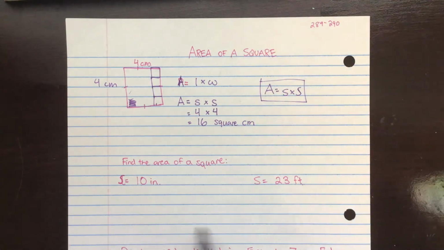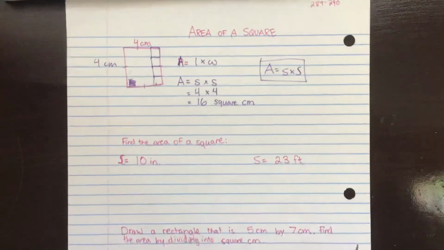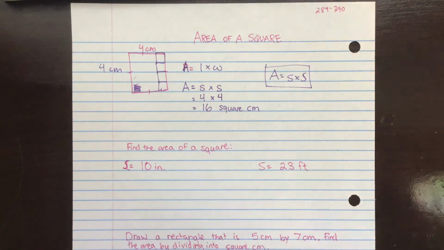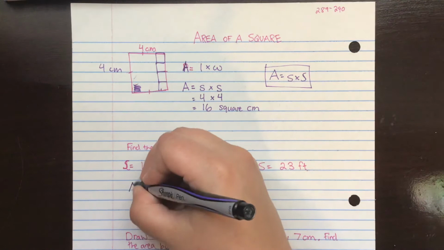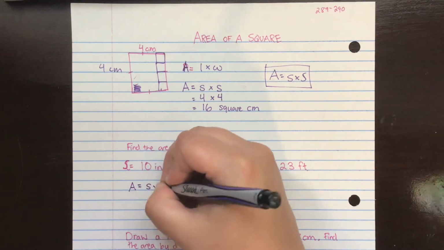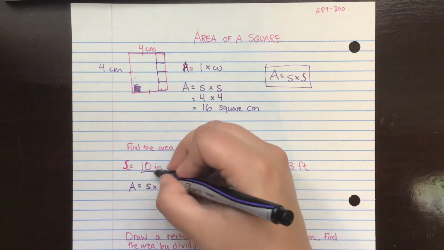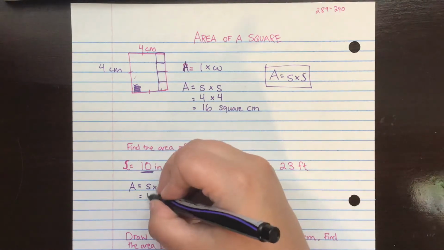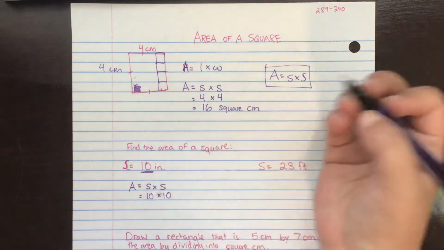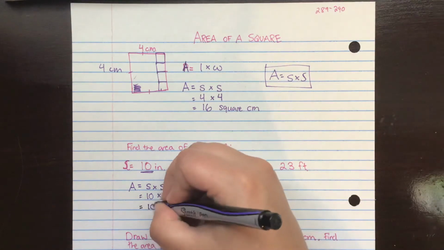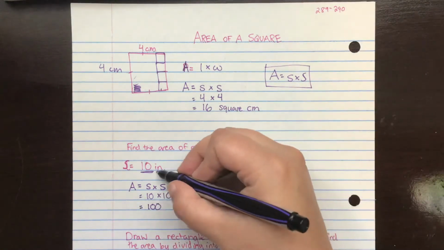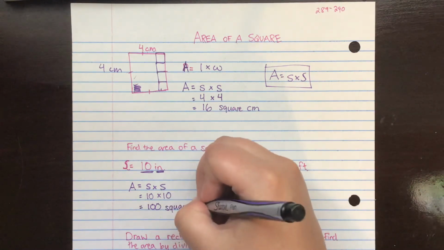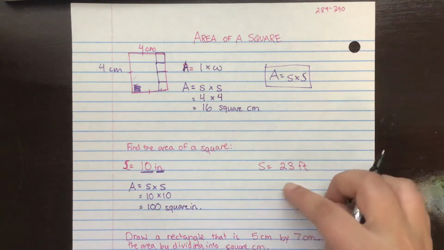So you'll have a lot of problems like these ones down here. This one says find the area of a square where the side is 10 inches. So we write area is equal to side times side. There's only one measurement. We use it for both of those. So we do 10 times 10, and 10 times 10 gives me 100. What do I write for units? It's in inches. So this is going to be in square inches.